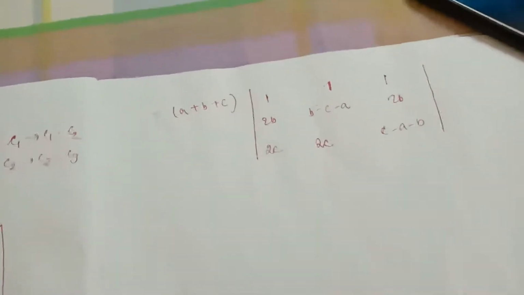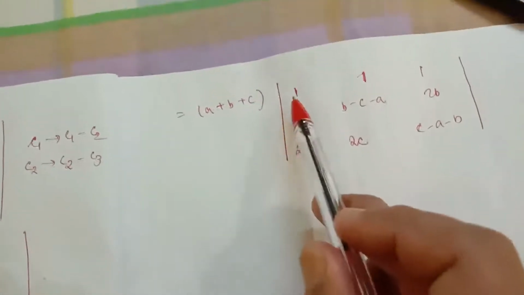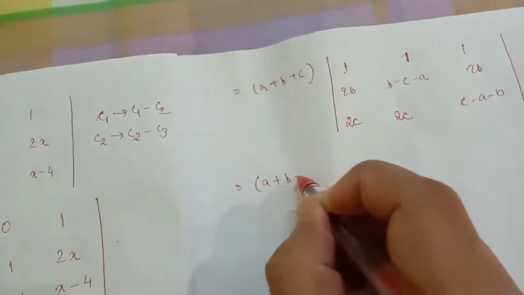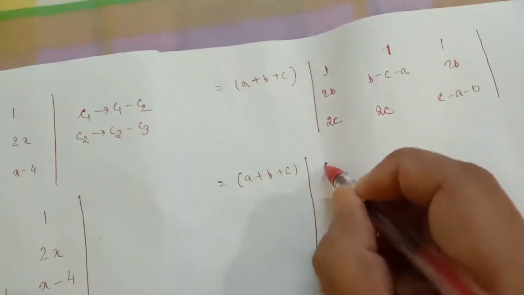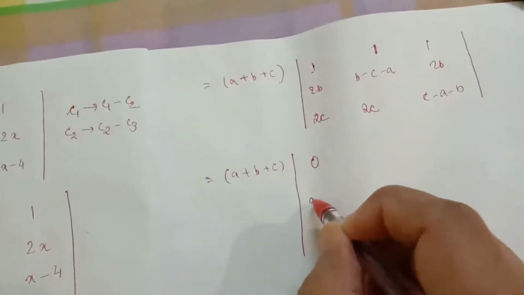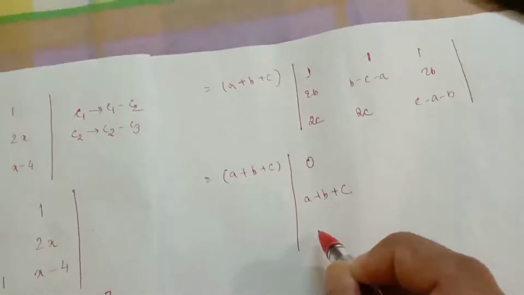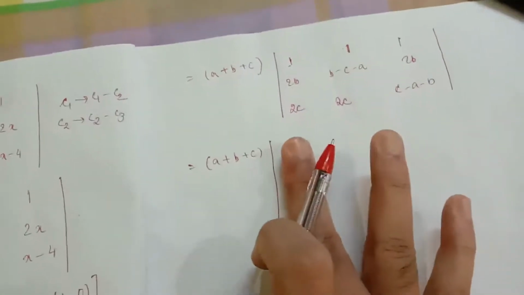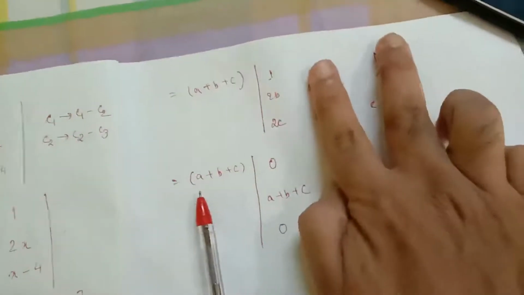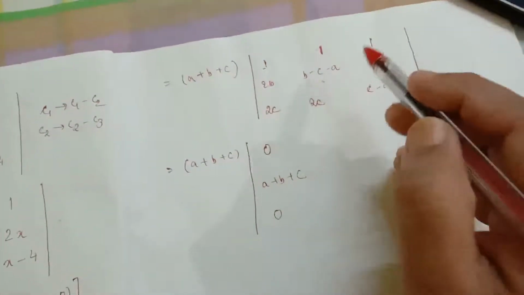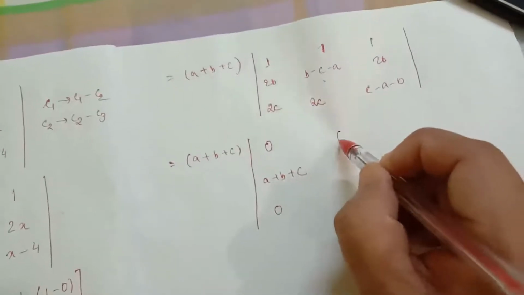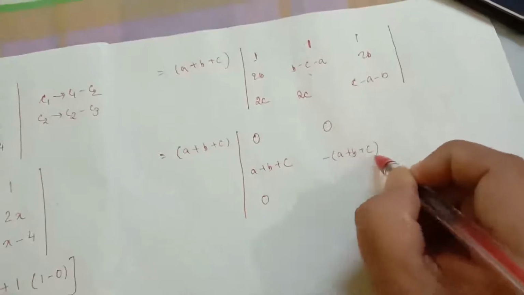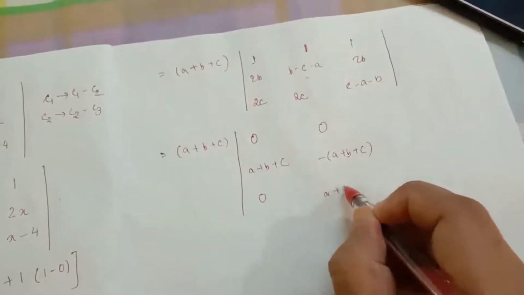Now you know how to bring 0. You can see 1 here, so this minus this will give us 0. So replacing C1 by C1 minus C2, this will be 0, this will be a+b+c, and this will be 0. We will get 1, 0 here. C1 is changed, and these two are unchanged now. Again replacing C2 by C2 minus C3, this will become 0, this will be minus of a+b+c, and this will again be a+b+c.